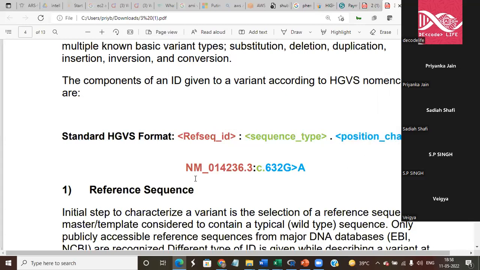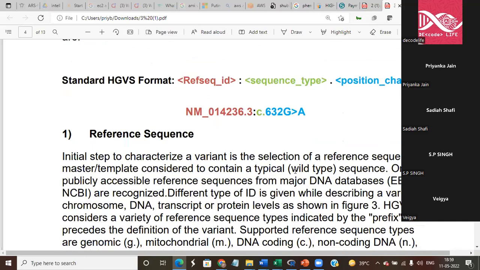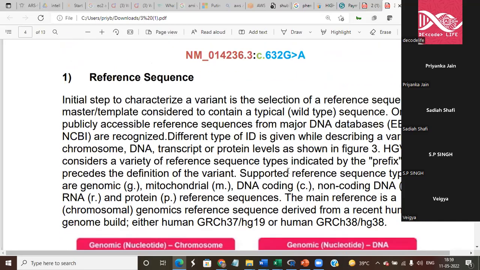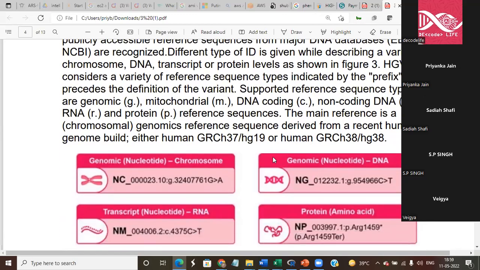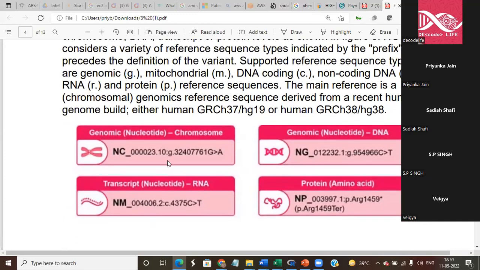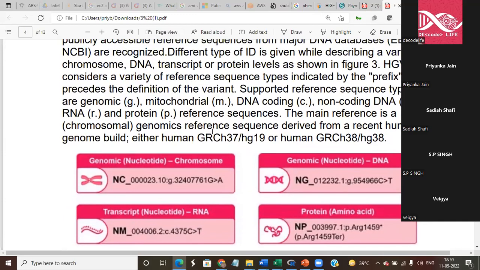Here you see this is the reference ID. Then it gives the sequence type, meaning either coding or non-coding. By position change it is showing that at position 630 in your sequence, G got changed to A. This is a very general standard HGVS nomenclature. As I told you, the sequence type is mentioned here. If it is on a genomic chromosome sequence, then it is mentioned as G.